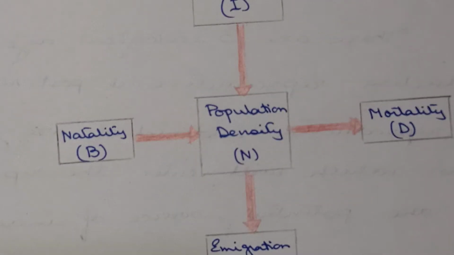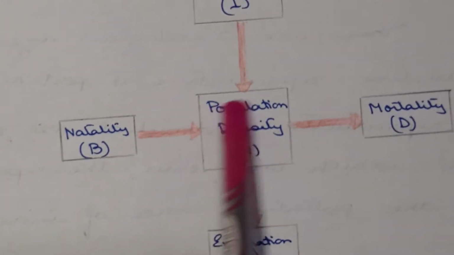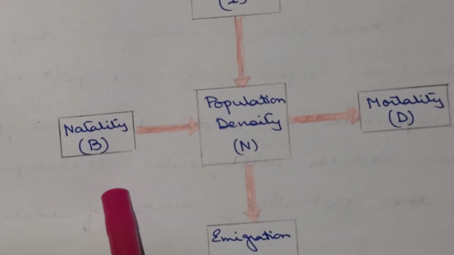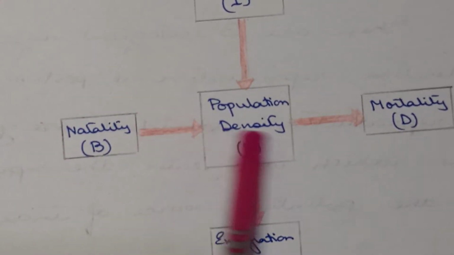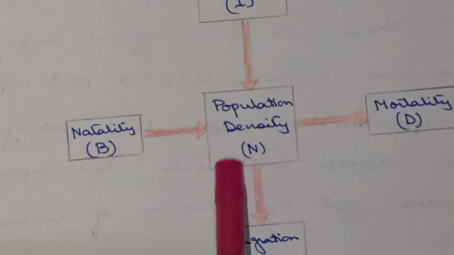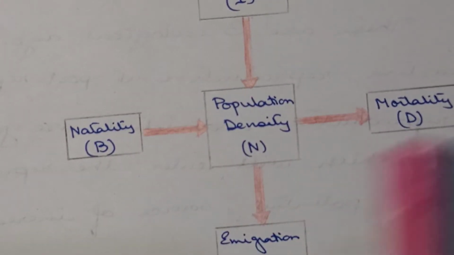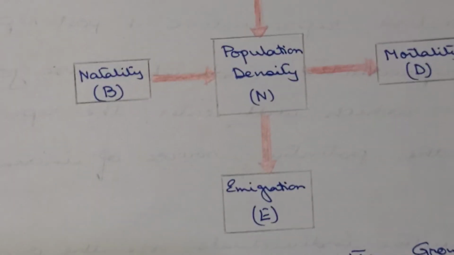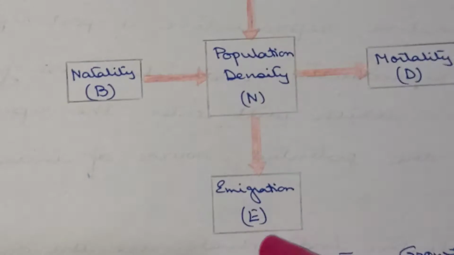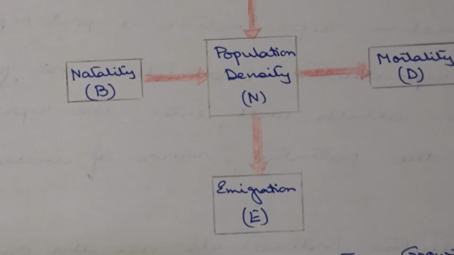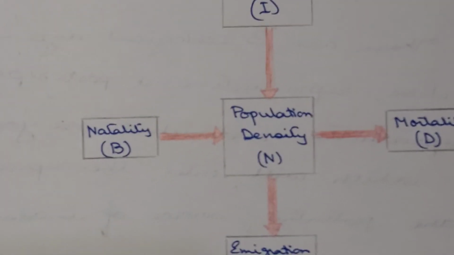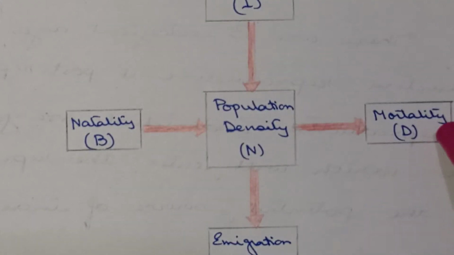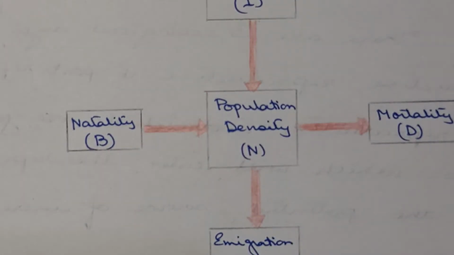As you can see in this diagram, this is the population density, which is influenced by natality. When natality is there, the population number is added. Mortality means numbers are deleted from the population. Immigration also contributes to the number of the population. And in emigration, the organisms are moving out of the population. So go through this diagram properly. It indicates all the factors which ultimately influence the population density.